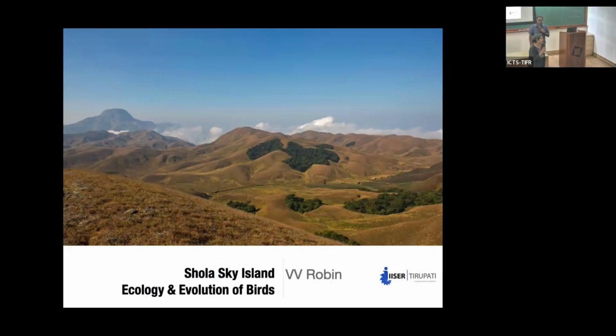We'll kickstart today with a talk by Robin. Robin is associate professor at IISER Tirupati, and he also has spent many, many years thinking about birds that live in montane habitats, slightly higher elevation habitats in the Western Ghats. So, Robin, great to have you. Thanks, Uma and Ansil and Farah for getting me here. It's great to be here.